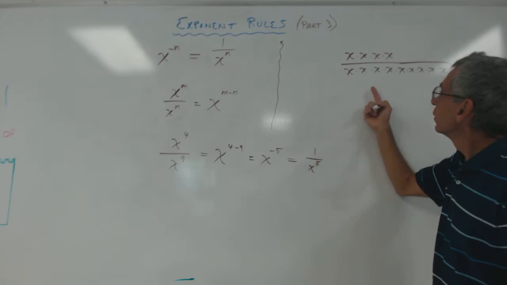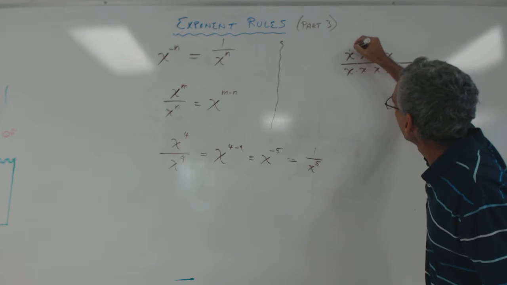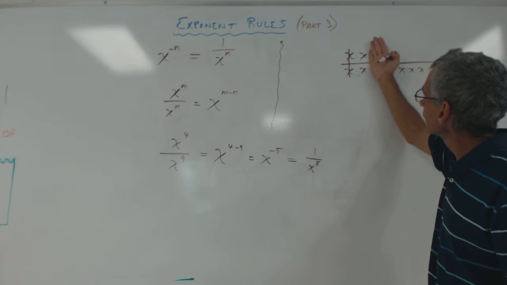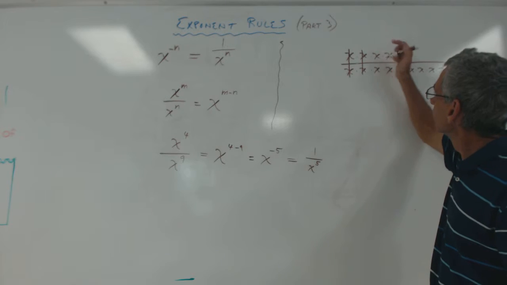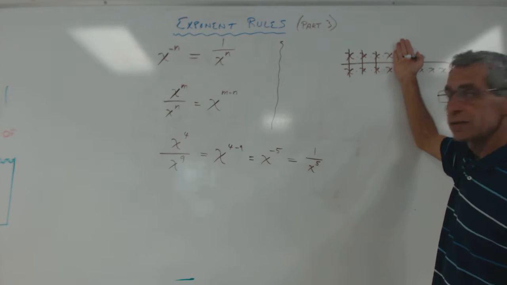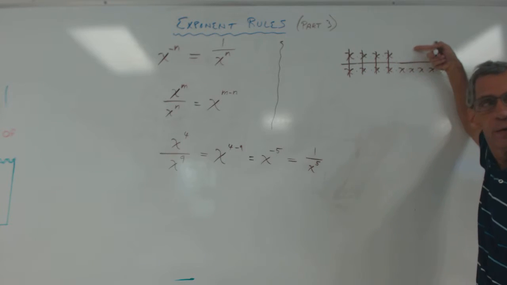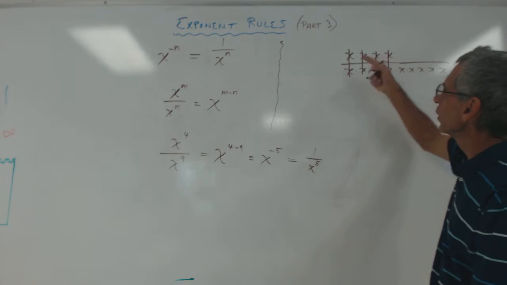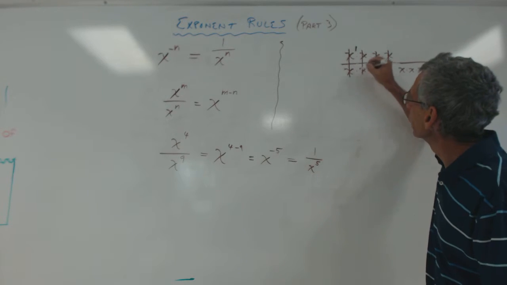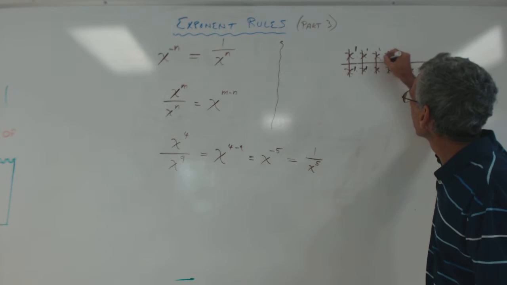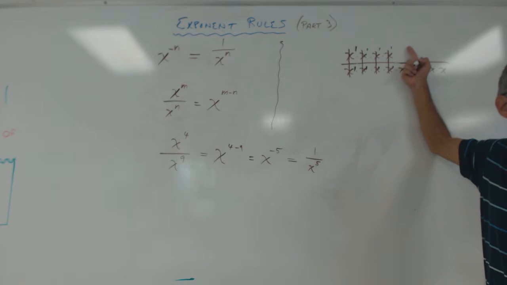What is x over x equal? 1. So I could cross those two out. What is x over x equal? 1, so I could cross those out, and the next, and the next. What's left up here? Well, when I crossed these out, I said x divided by x is 1. So really it's just 1 times 1 times 1, so it's 1.